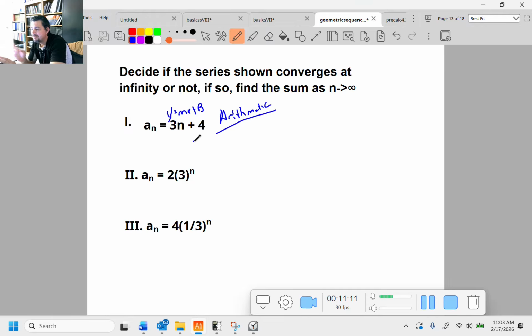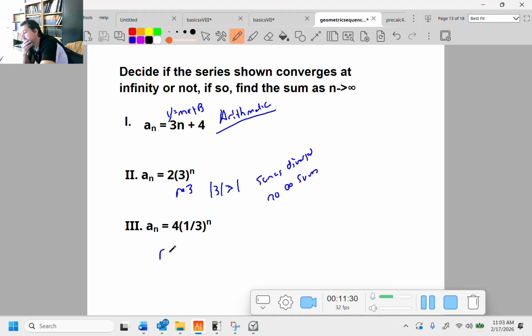The converges at infinity formula is for geometric. Here our ratio is 3, and the absolute value of 3 is definitely bigger than 1. The series diverges. There is no infinite sum.